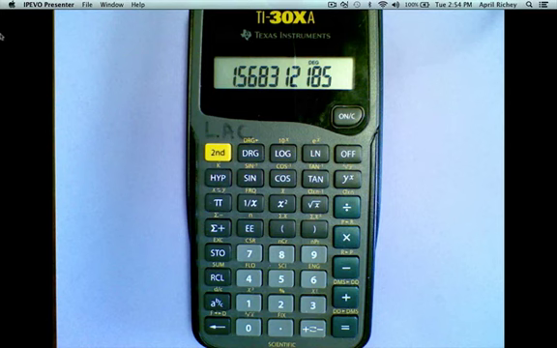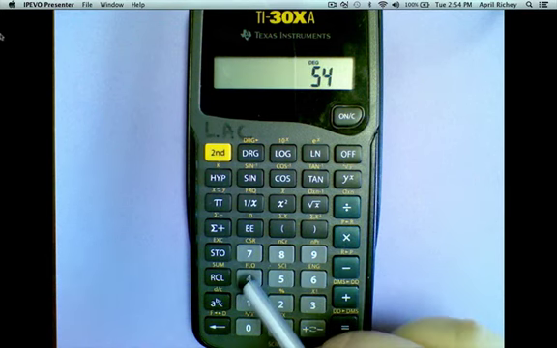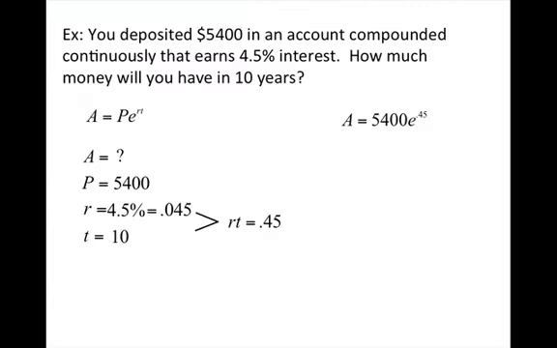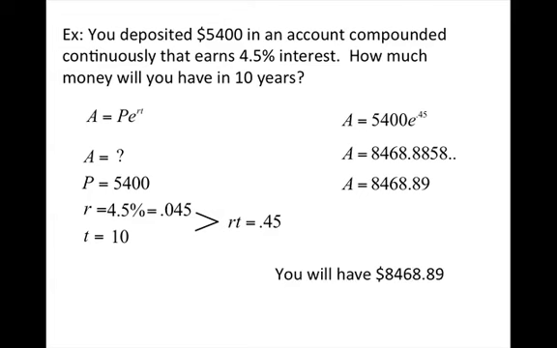Leave that in your calculator and multiply by 5,400. And that gives me 8,468.8858, and that decimal continues on. So we saw when we entered this into our calculator, we got 8,468.8858. If we round this to two decimal places, we get 8,468.89. So I will have $8,468.89.